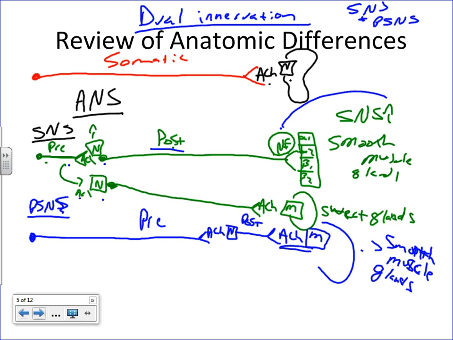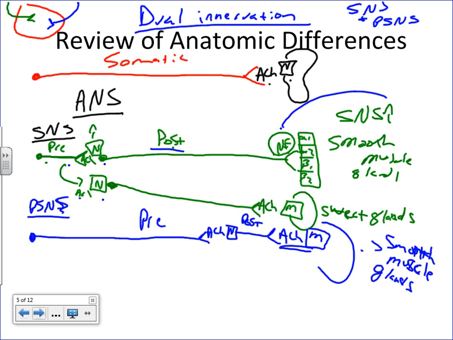For example, we could think about the heart. There are sympathetic neurons that innervate the heart, and there are parasympathetic neurons that innervate the heart. Both of these sets of neurons are obviously not in these exact locations, but I'm just using this picture to prove a point.